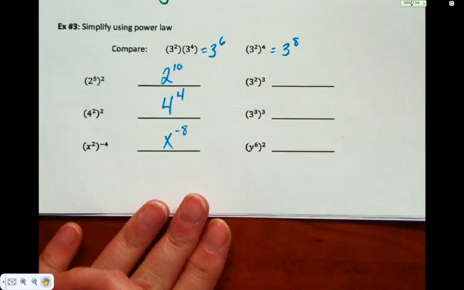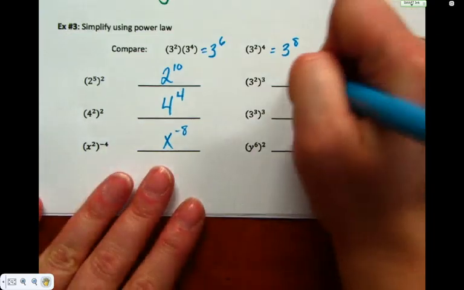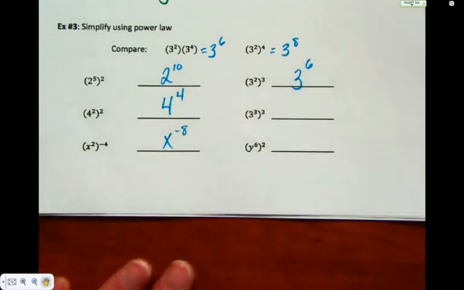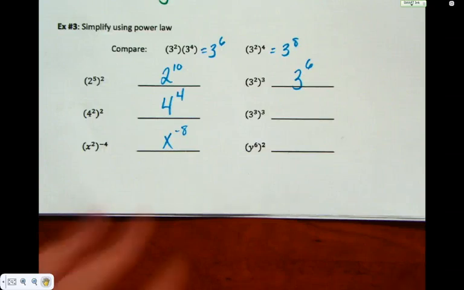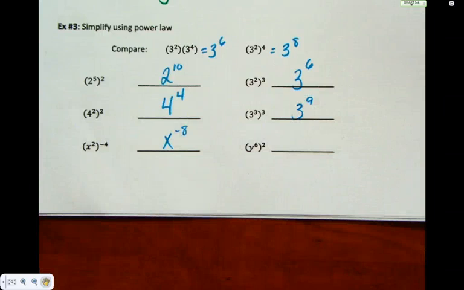3 to the 2 cubed, that's 2 groups of 3. How many 3's do I have if I have 2 groups of 3? 6. 3 to the 3 to the 3, I love this one with all the 3's. That just means we have 3 groups of 3 3's. I'll repeat that: 3 groups of 3 3's. How many do I have if I have 3 groups of 3? So I have 3 to the 9, because I'm going to have 9 of them in all those groups.